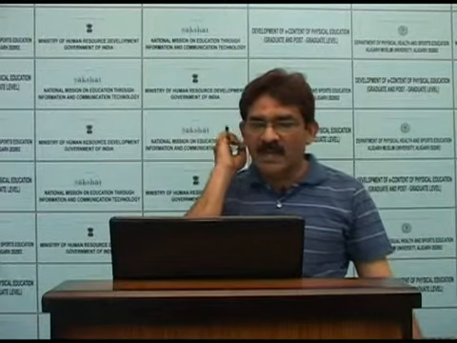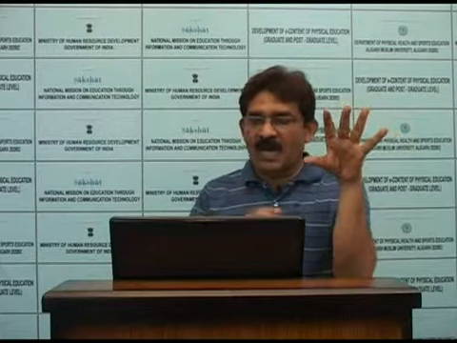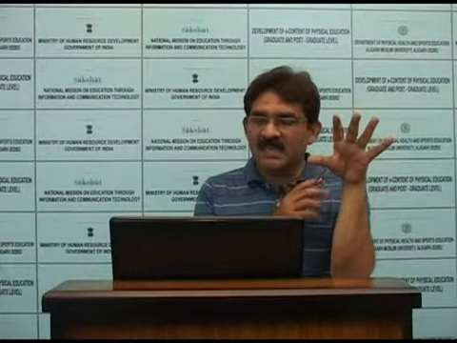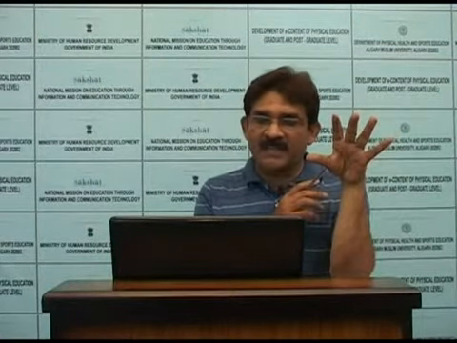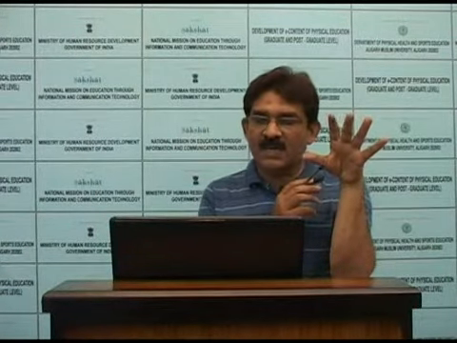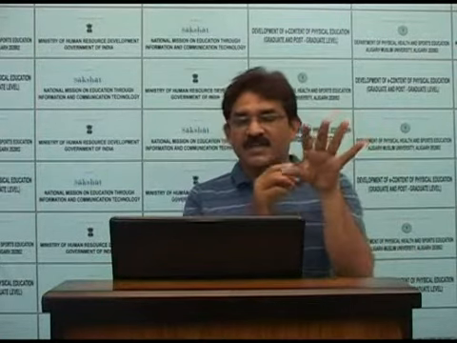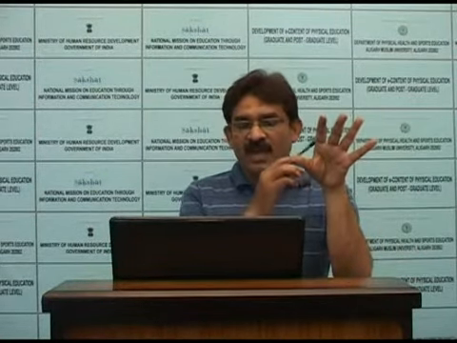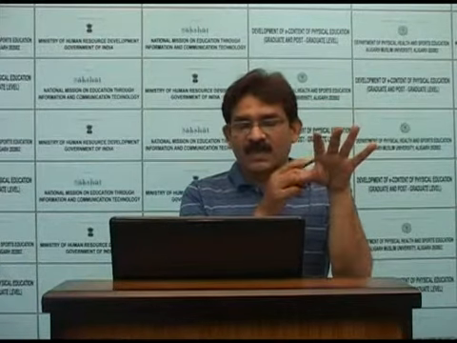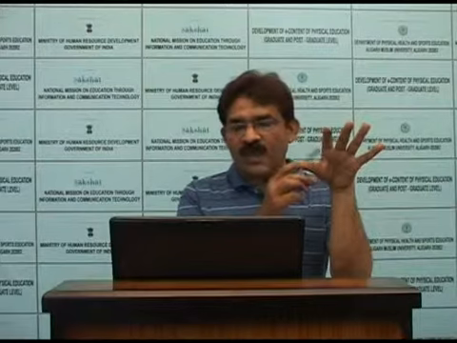Tarsal bones consist of 7 short bones arranged in 3 rows. Posterior row: talus and calcaneus. Intermediate row: navicular bone. Anterior row: medial, intermediate and lateral cuneiform bones, and cuboid bone.